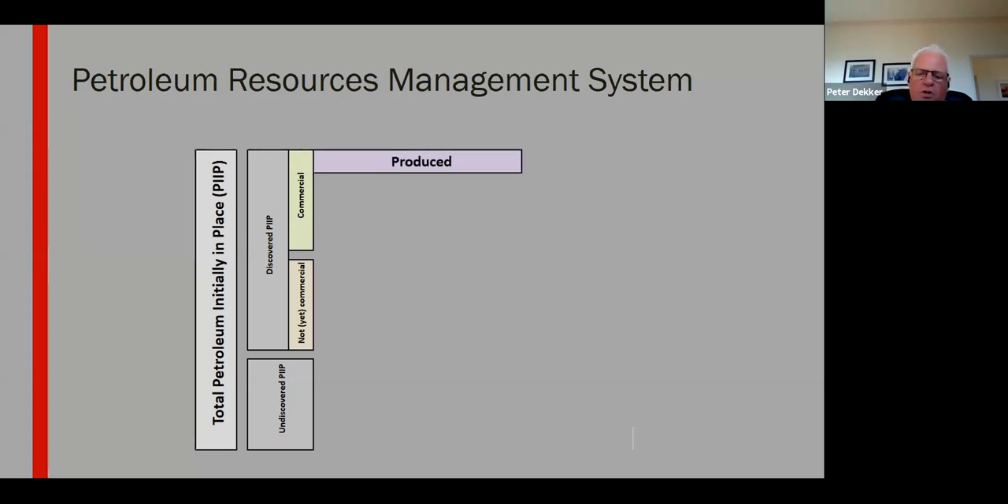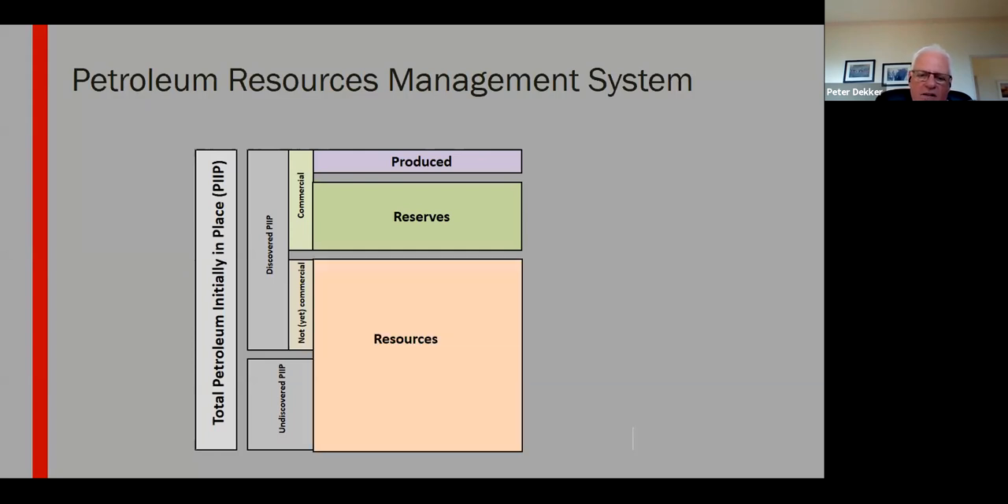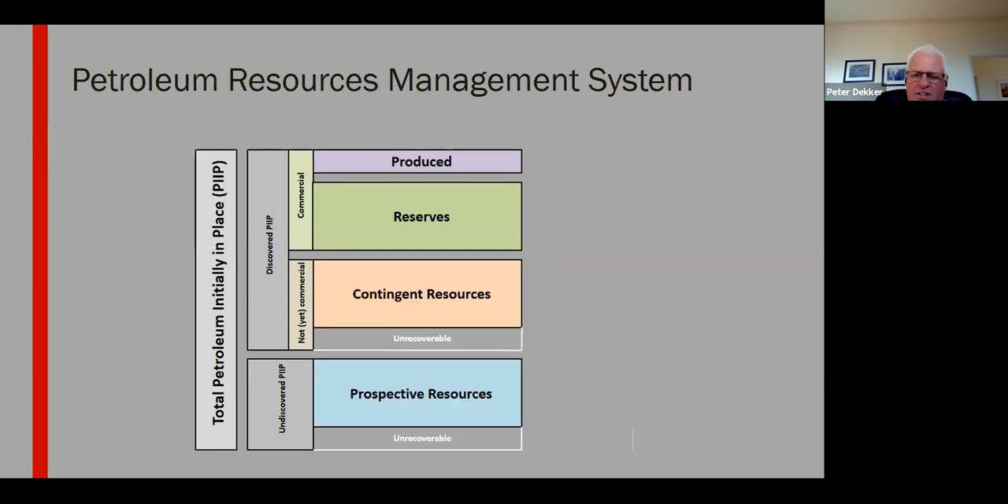So the commercial, you of course got the produced hydrocarbons. That's the hydrocarbons you've already taken out of the ground. Then you've got the reserves. Reserves by definition have to be commercial. Then the not commercial and the undiscovered we call resources. So if you talk about hydrocarbon resources, it can either be not commercial discovered or it can be undiscovered hydrocarbons in place.